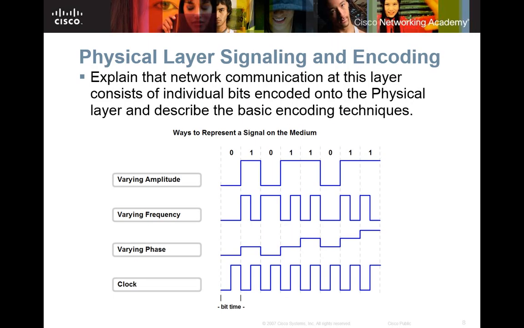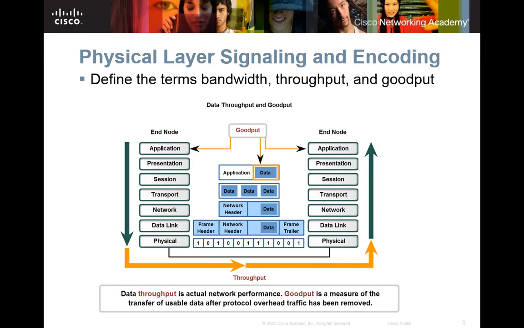Here's the varying amplitude, varying frequency. Notice that between here and here, it got shorter, right? Longer means it's off, shorter means it's on. Varying phase, it could go in phase, out of phase. And then you have a clock rate, which gives you that specific time for it to look at the specifications. Data throughput is the actual network performance. Goodput is the measure of transfer of usable data over the protocol overhead traffic after it's been removed. Meaning, goodput is, did I get what I needed to get?